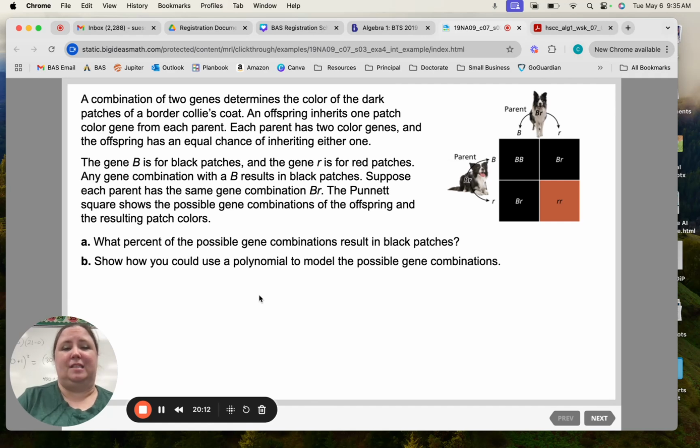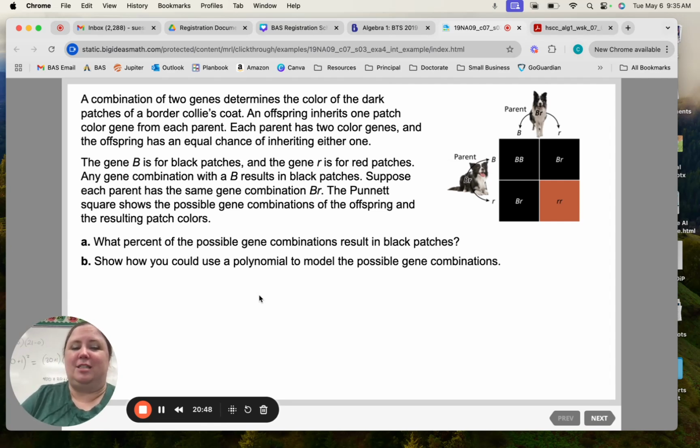Example 4. Oh, this is science. A combination of 2 genes determines the color of the dark patches of a border collie's coat. An offspring inherits 1 color gene from each parent. Each parent has 2 color genes, and the offspring has an equal chance of inheriting either one. The gene B is for black patches. The gene R is for red patches. Any gene combination with a B results in black patches because it's the dominant gene, the capital B. The dominant allele.